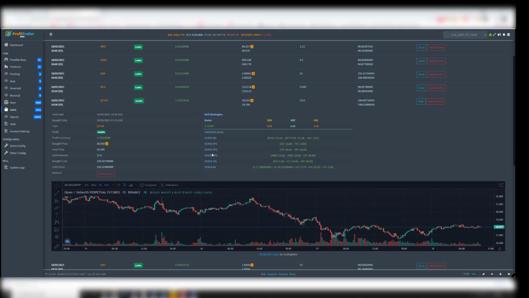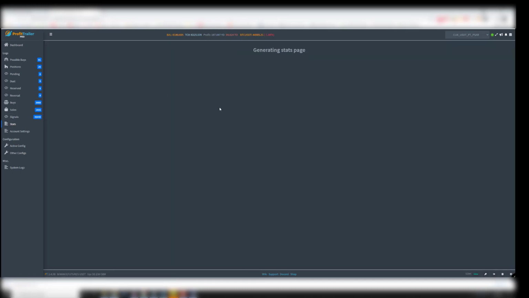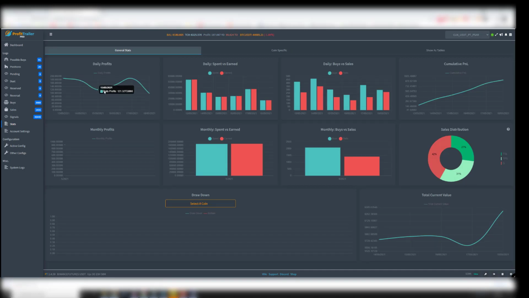Here you have some stats about it. When I armed the trailing profit, trailing stop loss, or take profit strategy, safety, all of this is here. And then if you go to stats, because I've been running this for a couple of days now, you can see how many profits I had every day, how much I spent, how much I earned. I had a volume of 54,000, 30,000, 23,000, 24,000, 37,000. Here you can see what strategy was used to sell. 42% of the times I reach my take profit.